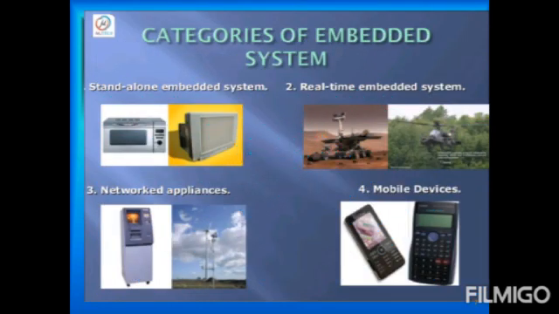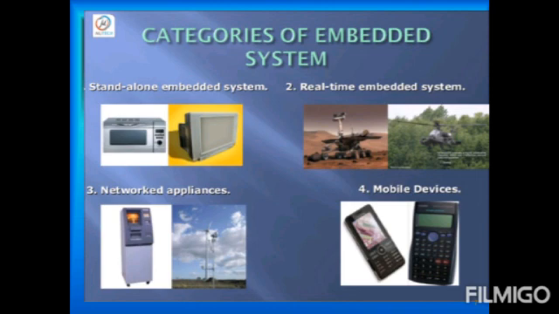Next we are going to discuss the categories of embedded systems. We have standalone embedded systems, real-time embedded systems, networked appliances, and mobile devices. If you design an embedded system which is used in one particular place, we call it standalone. Here I have given some examples: your microwave oven and your heater are examples of standalone embedded systems.